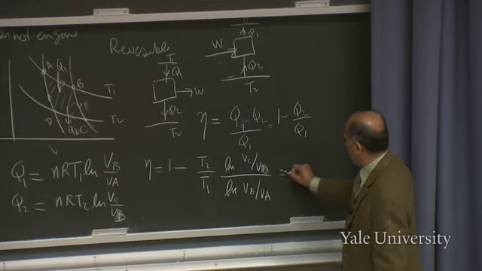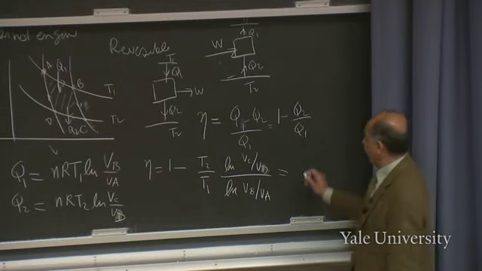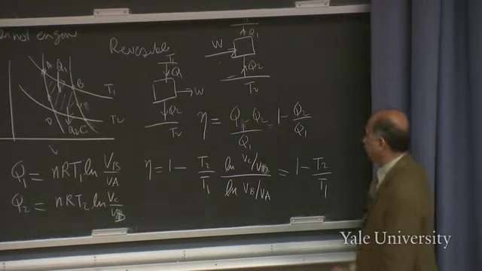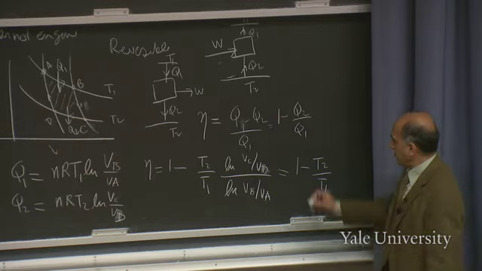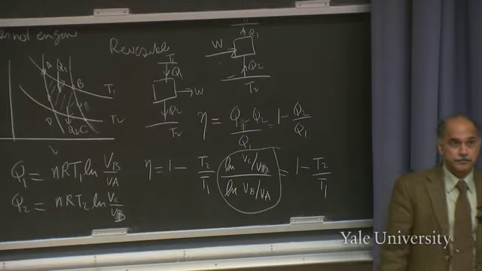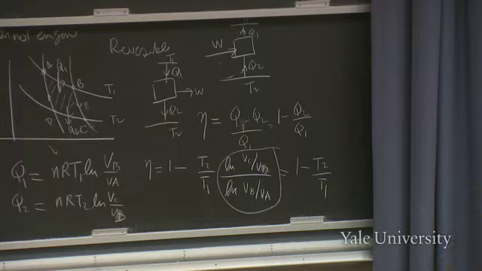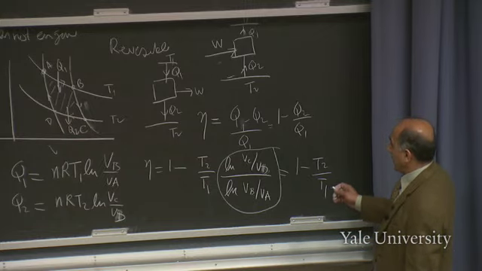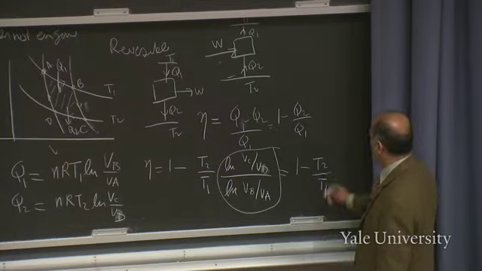But now, here is the punchline. Eta, I claim, is 1 minus T2 over T1. In other words, I'm saying forget this ratio of logarithms. It is just 1. I will show that to you, of course. It's not going to be written without proof. But the final answer for efficiency of this engine is 1 minus T2 over T1.